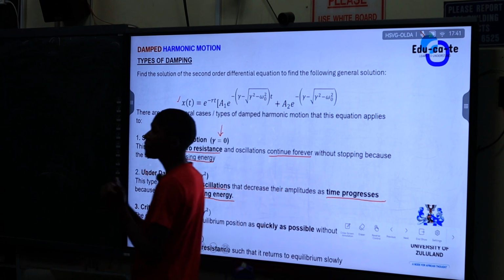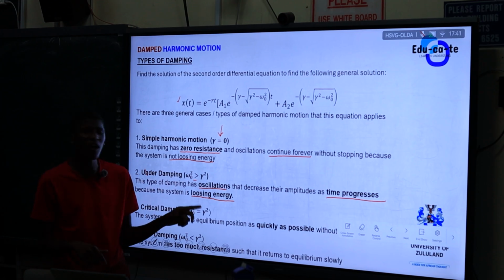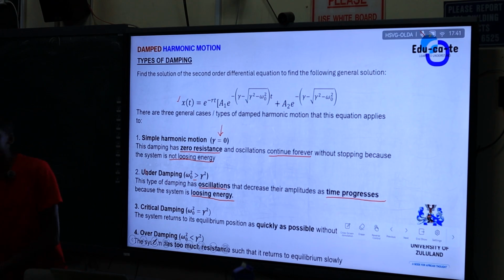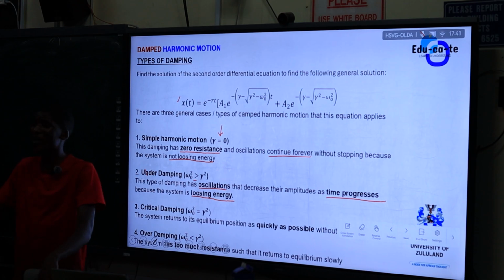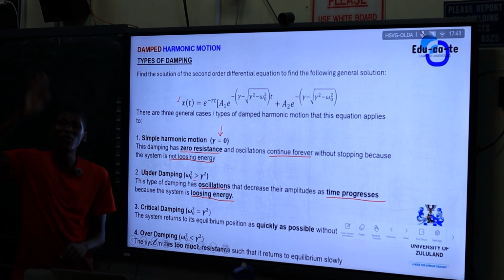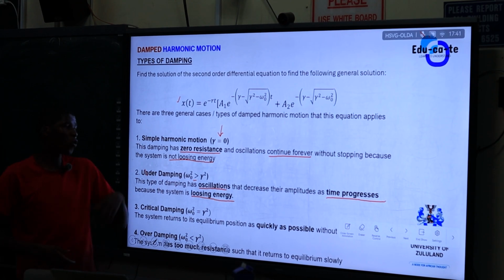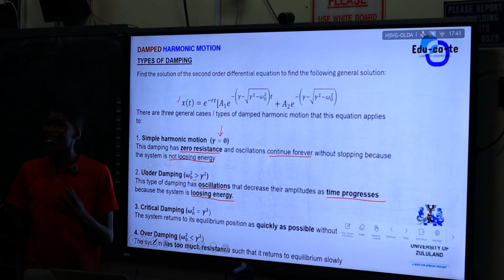Then we have critical damping. We have it if the natural frequency squared, omega naught squared, is equal to gamma squared. So if the resistance and the natural frequency of this system are equal to one another, meaning the way it oscillates without any friction, that's the natural frequency. If you compare it to the resistance, those two must be equal to one another.